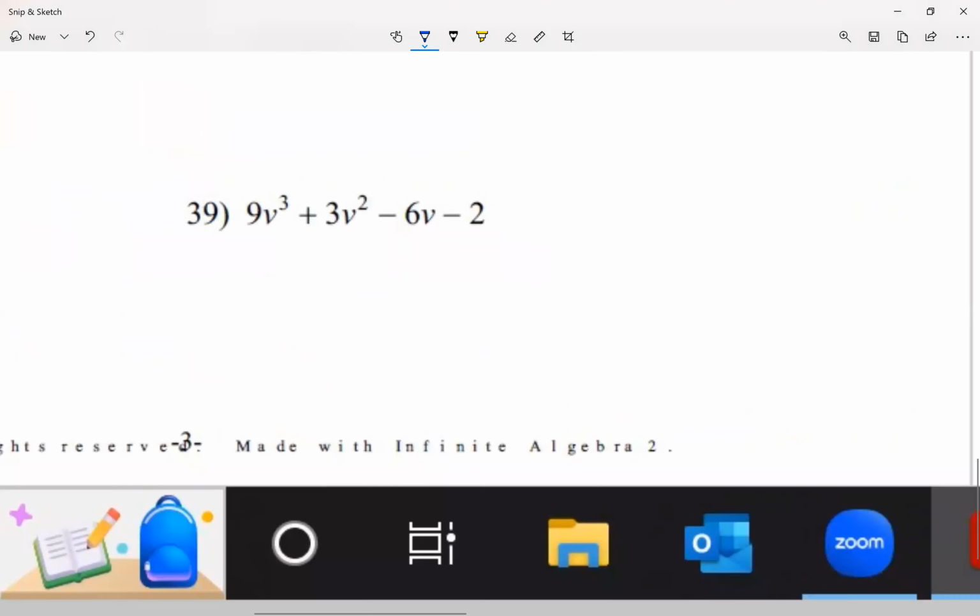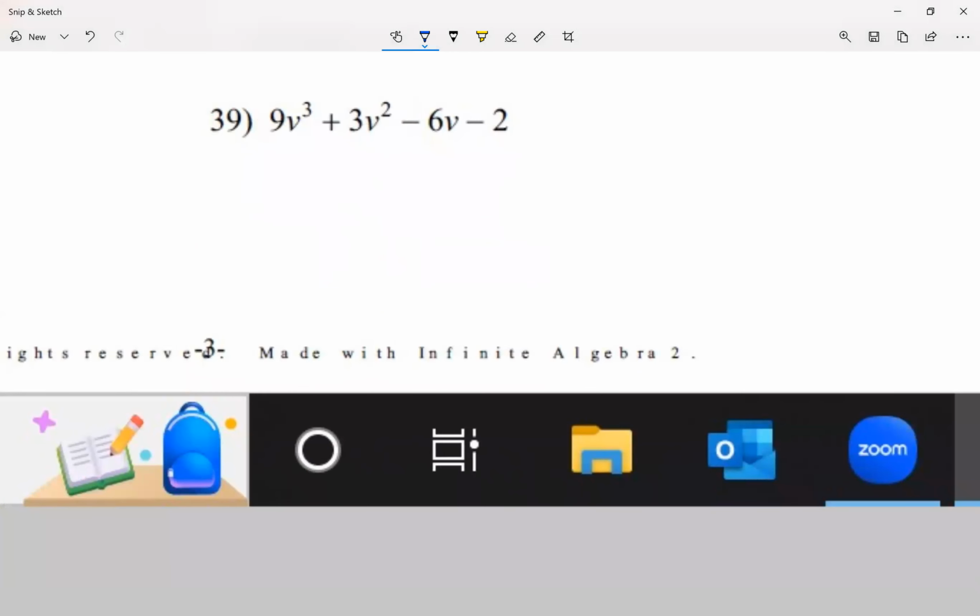All right, let's take a look at number 39. Let me take a look at the first two terms only. I feel I can divide each by 3. Right? 9 and 3, I can divide each by 3. Letter-wise, I can factor the v squared out. I always choose the smallest exponent. All right, let me write my parentheses. Number-wise, let me divide each by 3. Letter-wise, let me subtract 2 from each exponent.